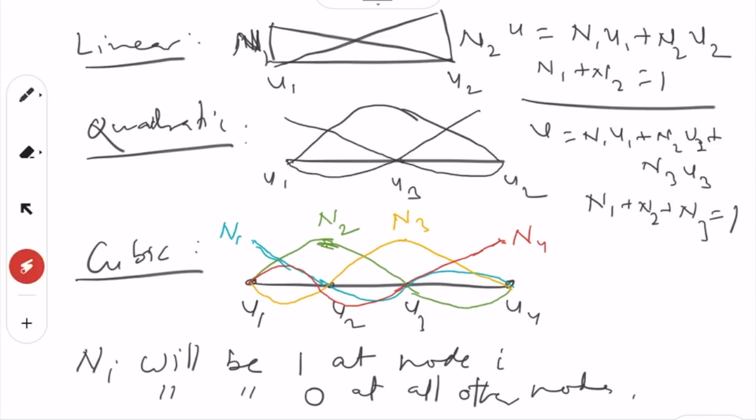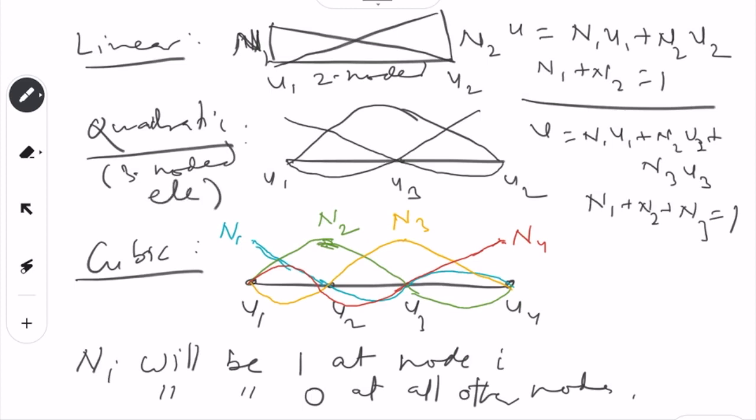So, the summary is, if you want a cubic test function, then you will need 4 nodes per element. So, this is one element which has 2 nodes, this is one element which has 3 nodes, and this is one element which has 4 nodes. You will call this a 2 noded element, this is a 3 noded element, this is a 4 noded element, and this is the deal.